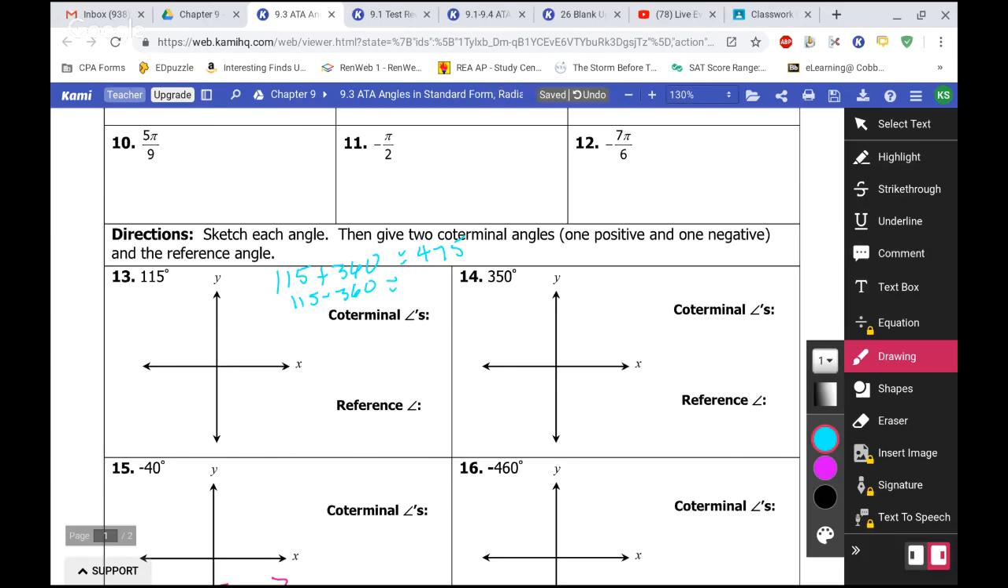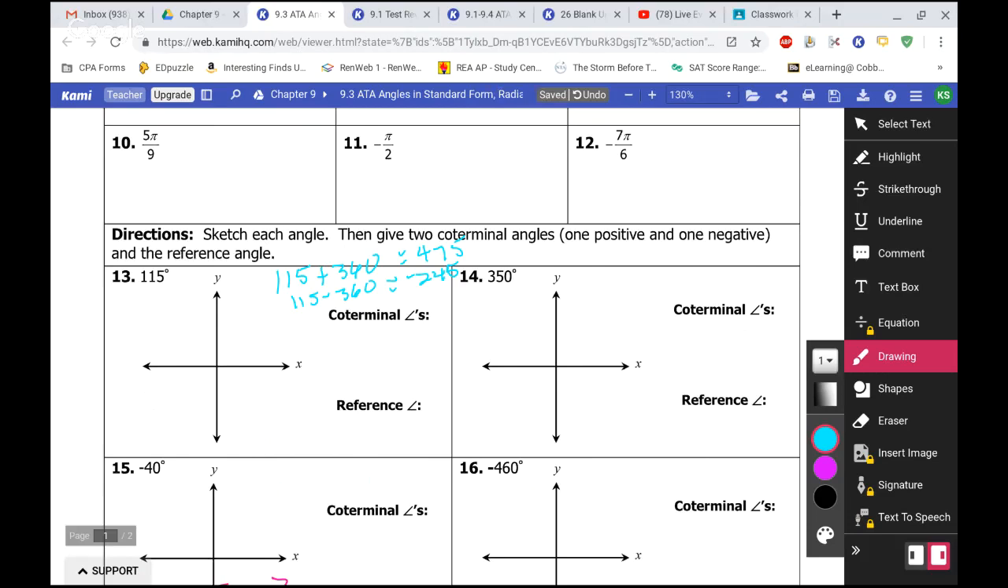I'm going to pull up my calculator. 115 minus 360. Okay. I got negative 245. All right, thank you. I was going to let you do that. I cheated and let you do it.